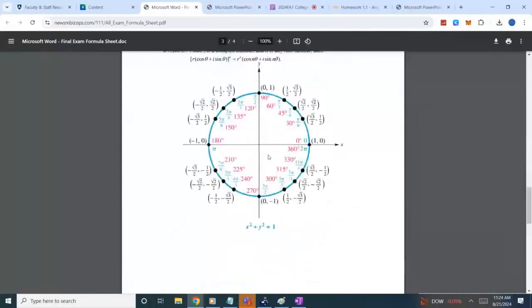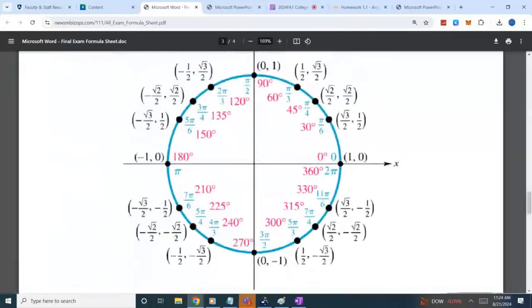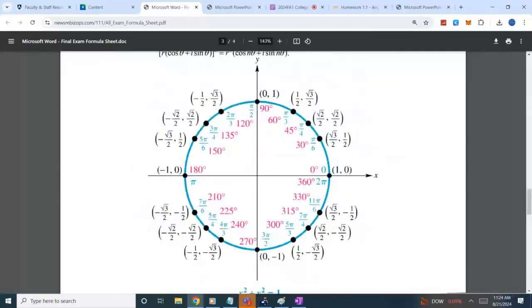And on the next to the last page, you have what is called a unit circle. On this unit circle, I notice I have their degree measures. So this is 0, 30, 45, 60, 90, 120, 135, 150, 180, all the way to 360. Then I have its radian equivalent, even though we haven't talked about radians.